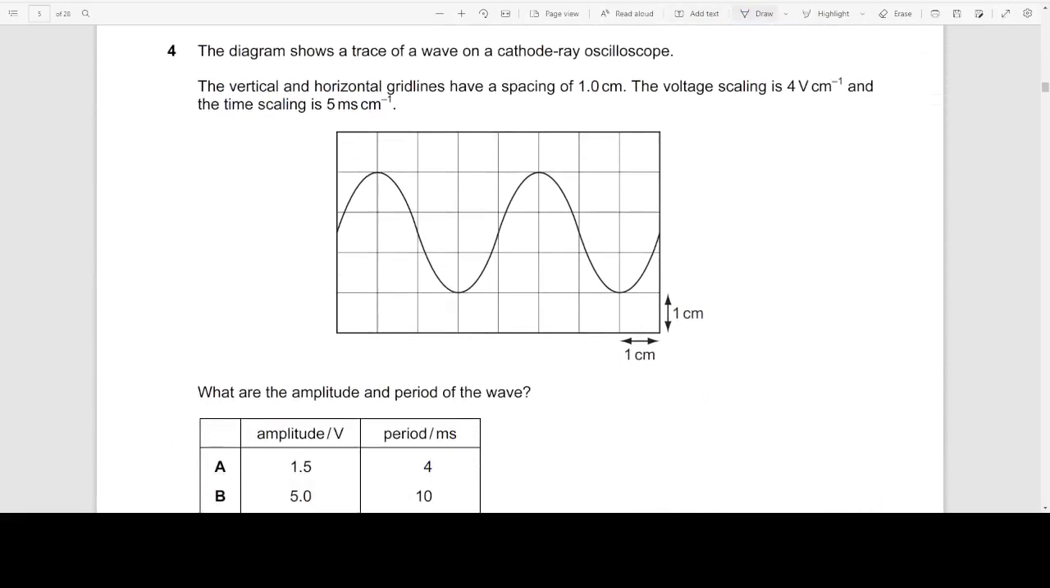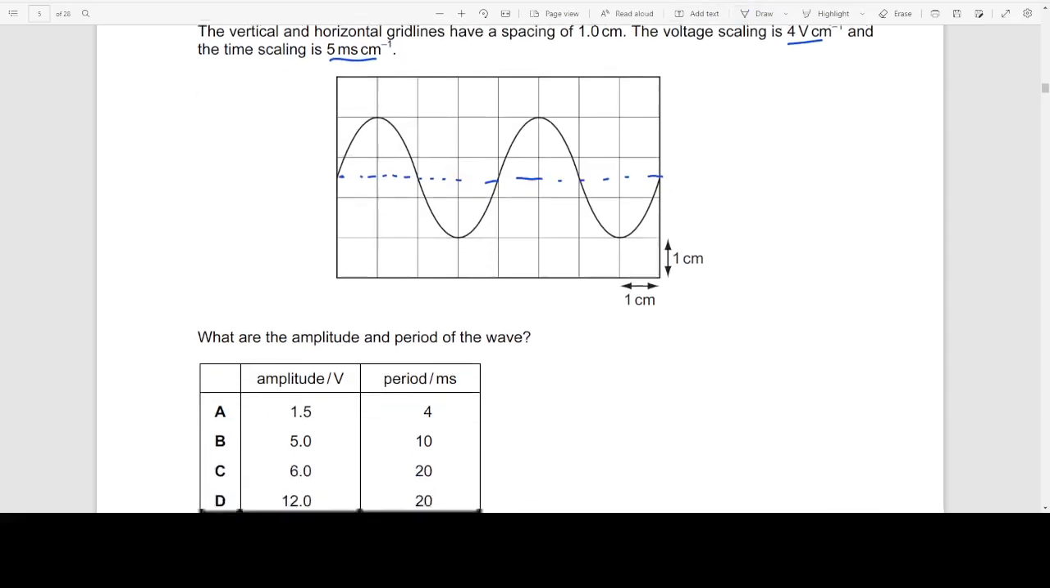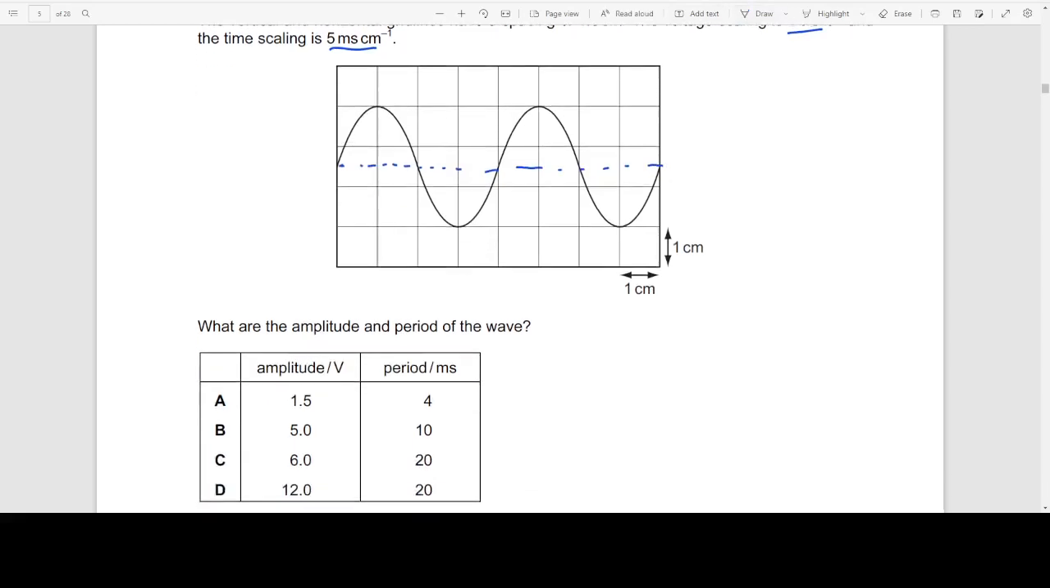Diagram shows a trace of wave on a cathode ray oscilloscope. Vertical and horizontal grid lines have a spacing of 1 centimeter. Voltage scaling is 4 volts per centimeter, and time scaling is 5 milliseconds per centimeter. Alright, so the amplitude, which is voltage, and this is the mean position. What are the amplitude and period of the wave?